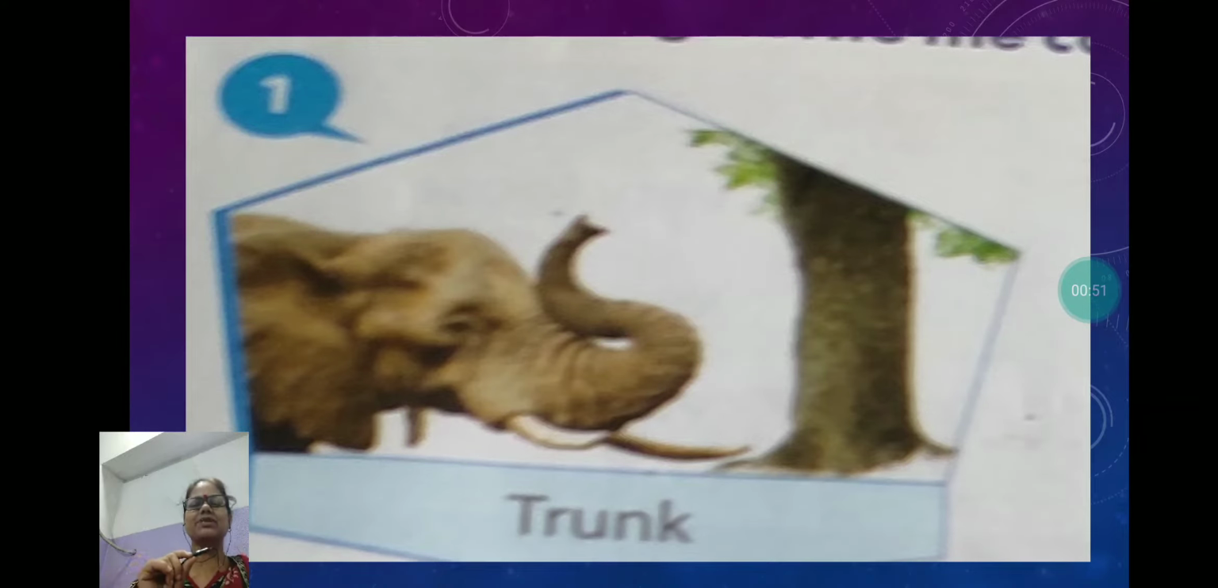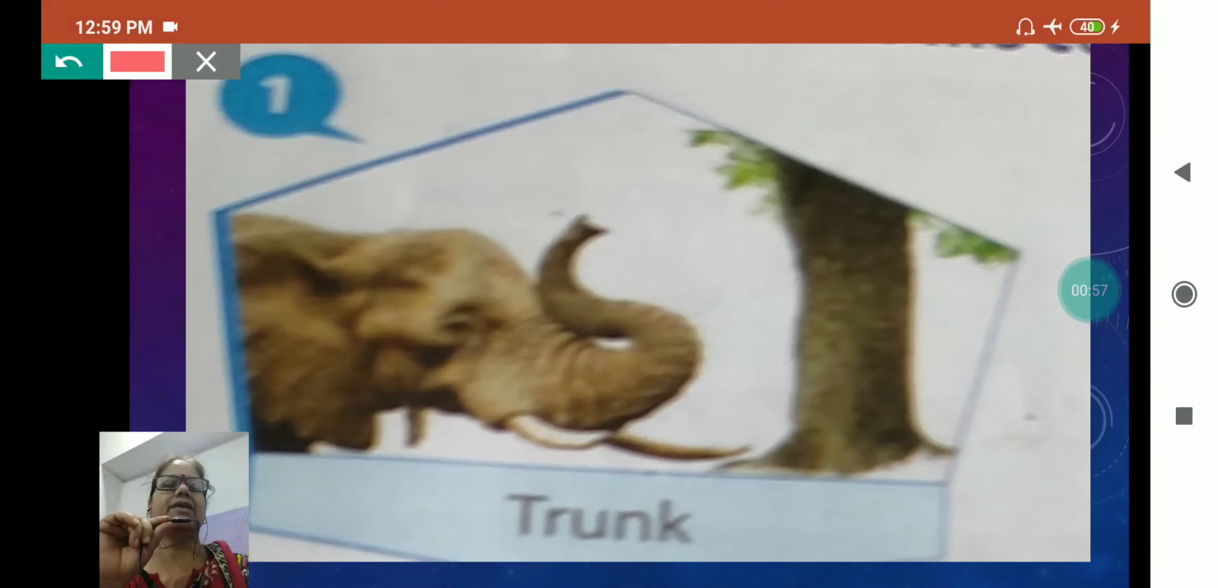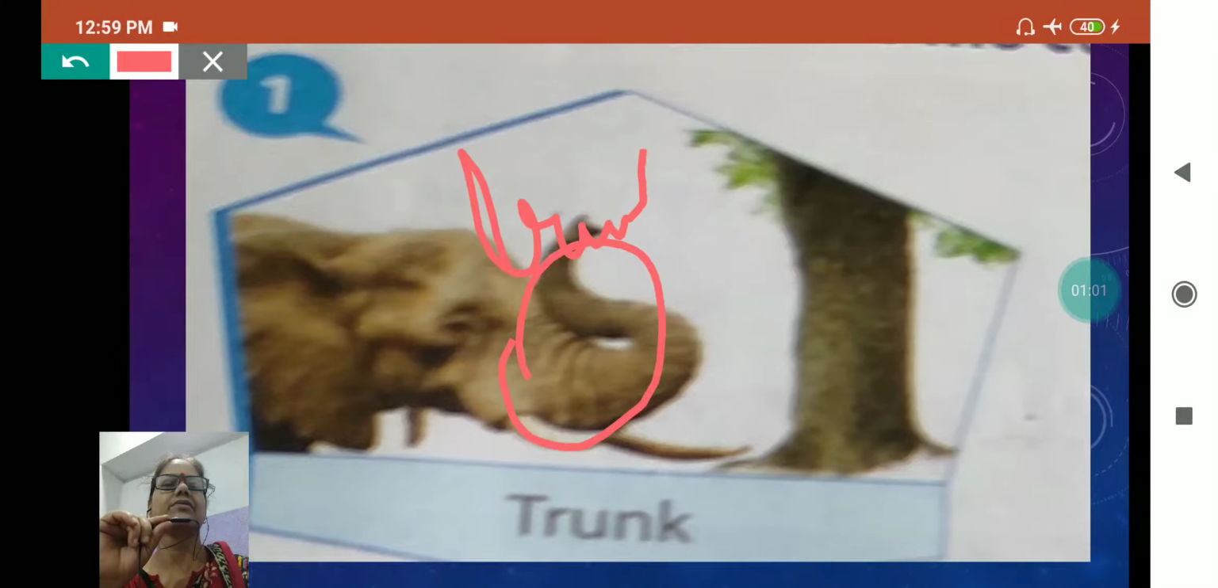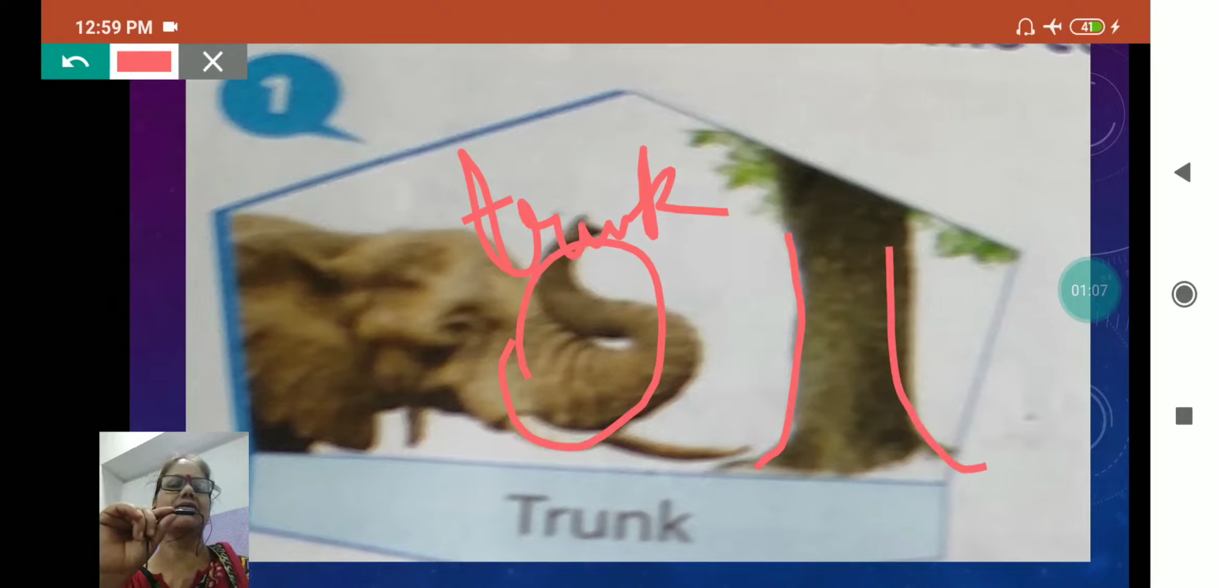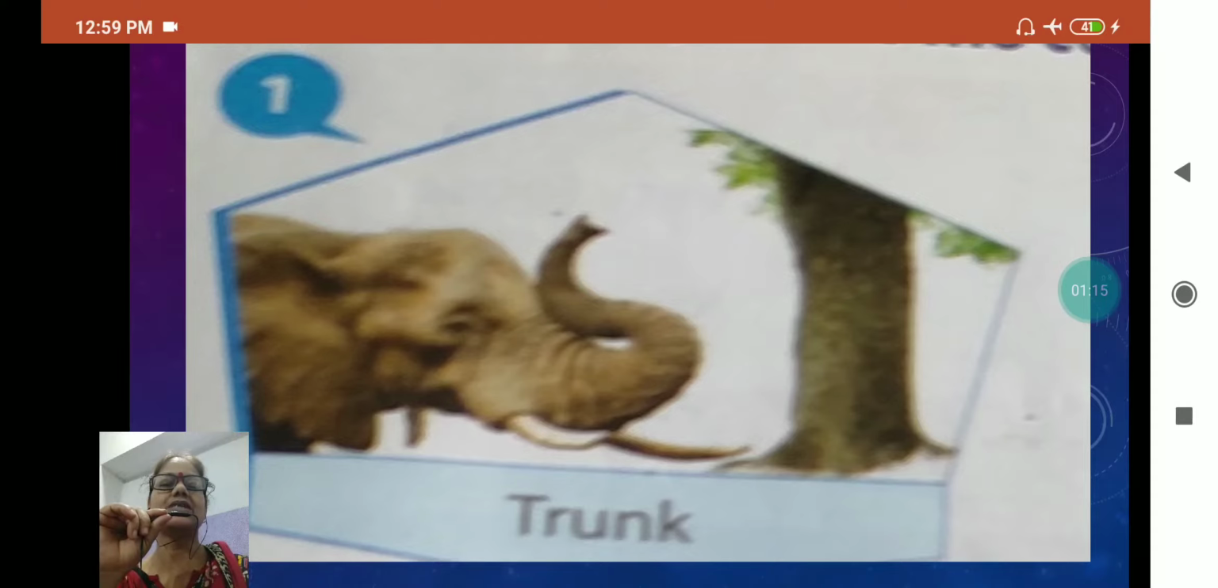Here are some examples of homographs. Here you can see the word trunk, and this is the trunk of the elephant. This part is called trunk. And this is the trunk of the tree. A tree is a very big plant. It is having a thick trunk. Big and strong plants are called trees with trunk.